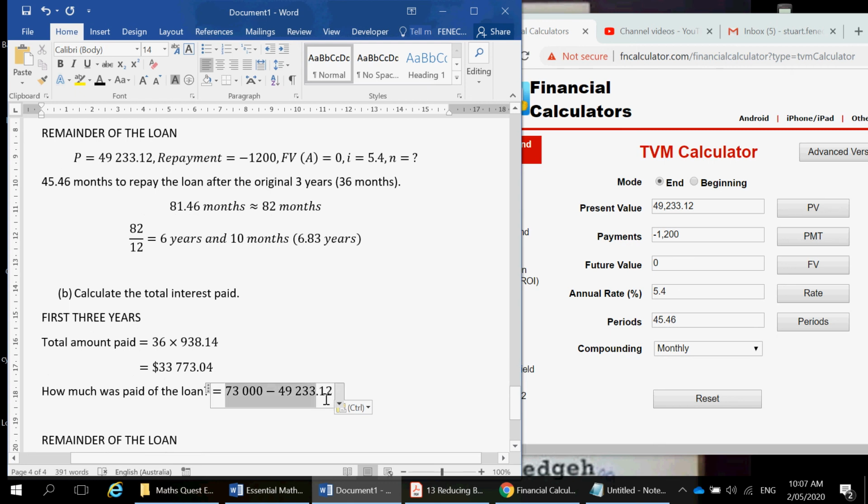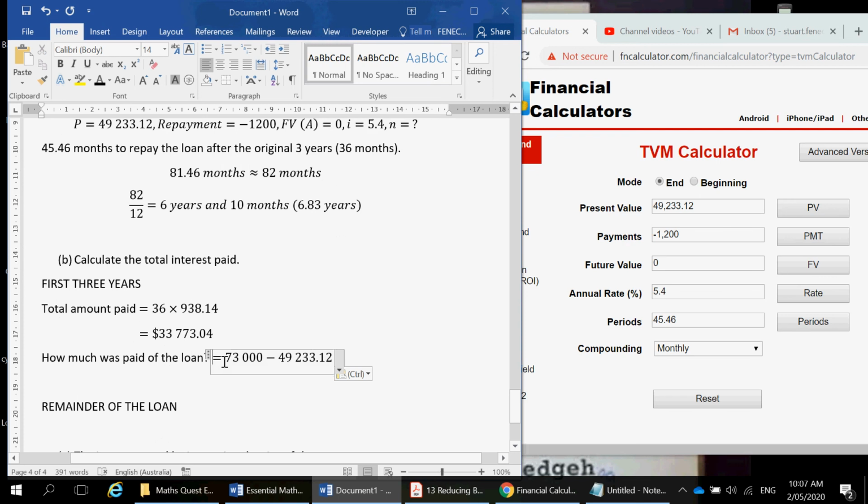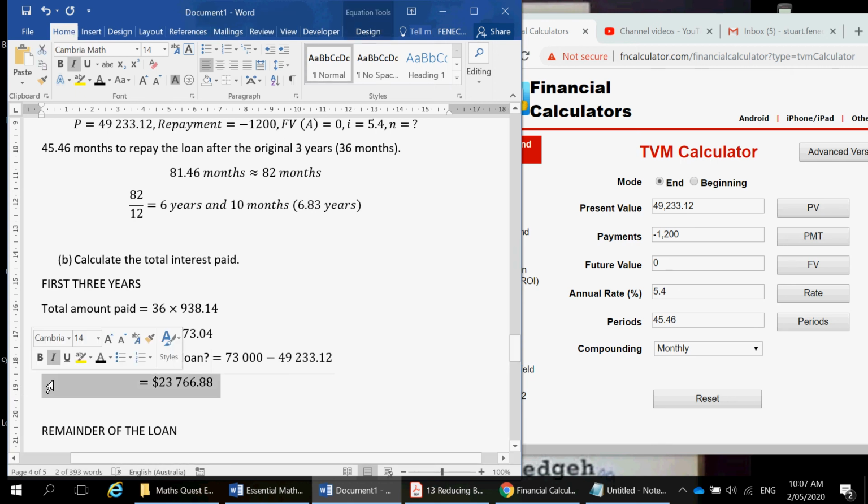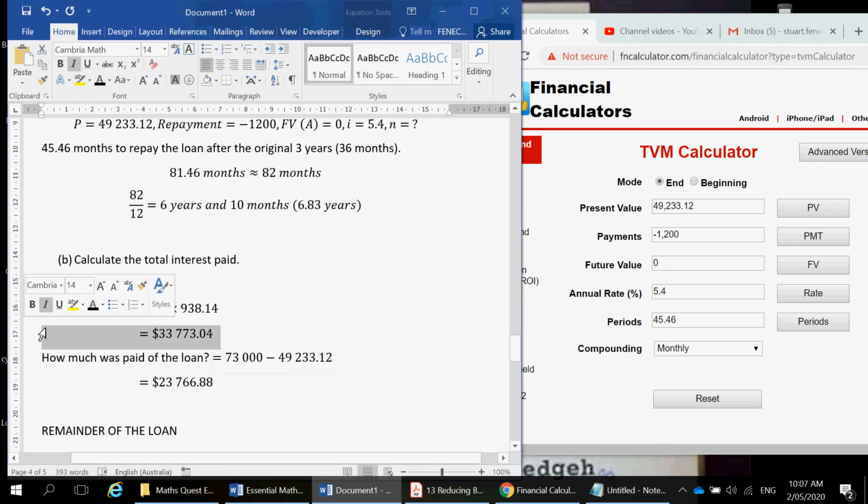So if we work out the difference between how much she owed at the start, she owed $73,000 at the start, that was the size of the loan, and we take away the $49,000 there, which is how much the loan was worth after the 3 years, we'll work out that she has paid off $23,766.88. Okay, so that's how much she actually knocked off the loan.